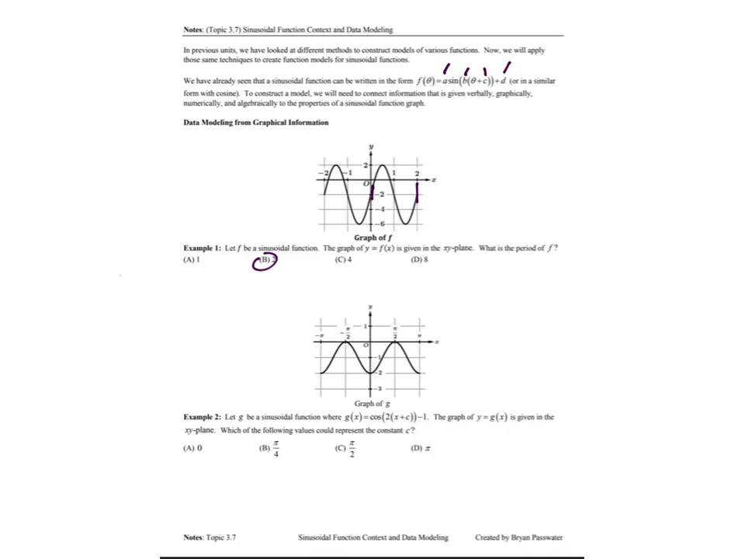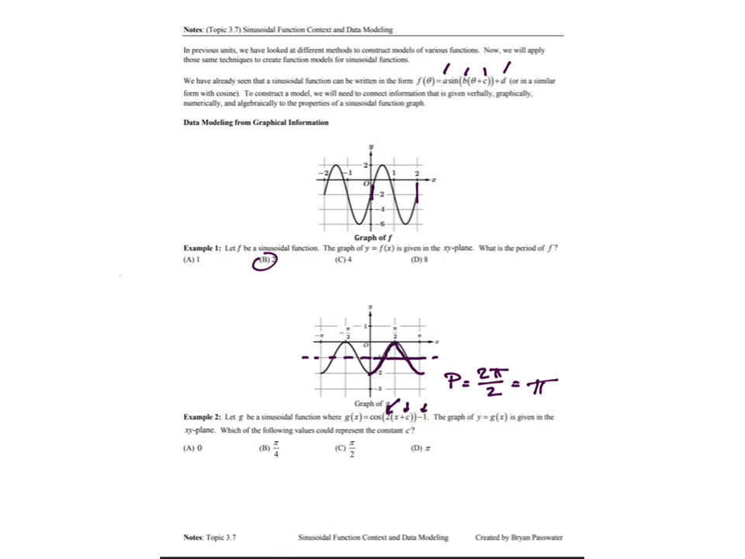Let g be a sinusoidal function where g of x equals cosine. Okay, so that's my first indicator. This should be a cosine curve, with a period of, this is b. Remember that p equals 2 pi over b. So what's the period here? 2 pi over 2, so my period is pi. Can you see that it takes a whole pi? X plus c, we'll get there in a second. And then d is negative 1, so it's shifted down 1.